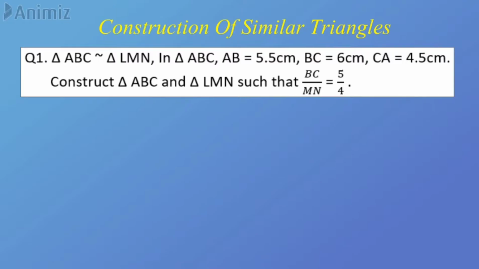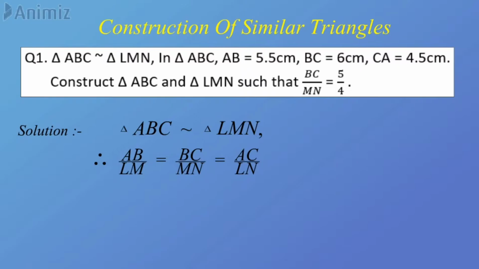Now students, you have done in similarity that whenever two triangles are similar, the ratio of their corresponding sides is always equal. This concept you have to utilize here. You know triangle ABC is similar to triangle LMN. So when you write the ratio of corresponding sides, you will get AB by LM equal to BC by MN equal to AC upon LN. Now each ratio is equal to 5 upon 4 and you know the values of AB, BC and AC.